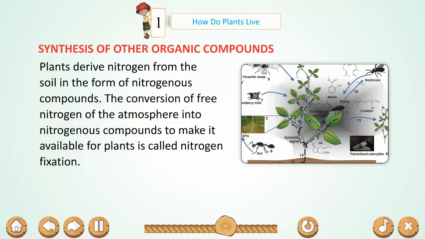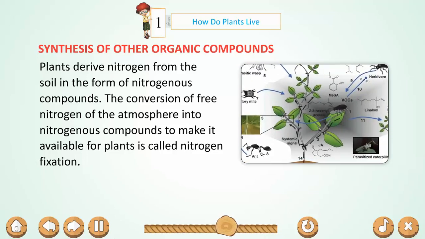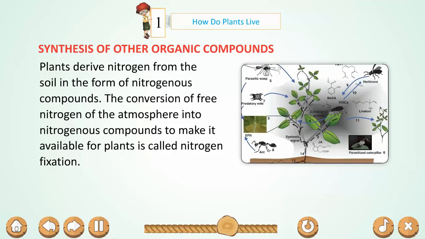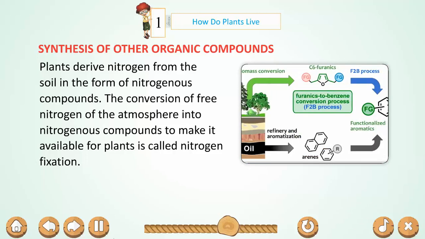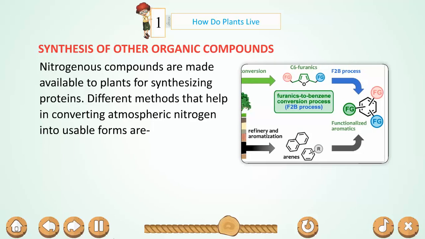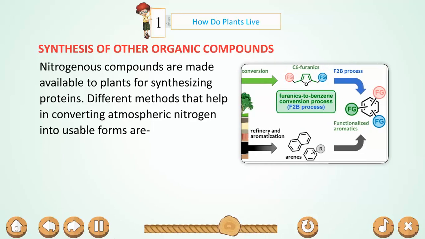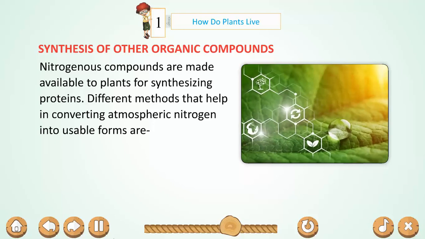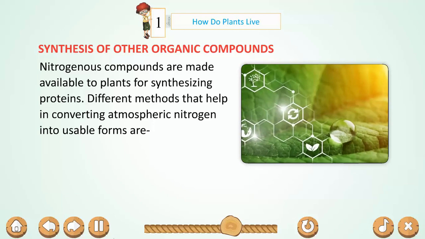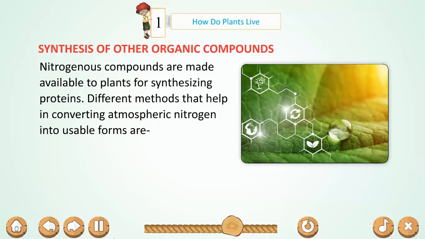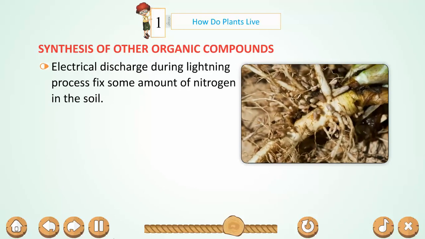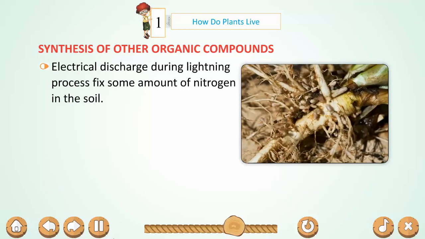The conversion of free nitrogen of the atmosphere into nitrogenous compounds to make it available for plants is called nitrogen fixation. Nitrogen compounds are made available to plants for synthesizing proteins. Different methods that help in converting atmospheric nitrogen into usable forms: electrical discharge during lightning fixes some amount of nitrogen in the soil.